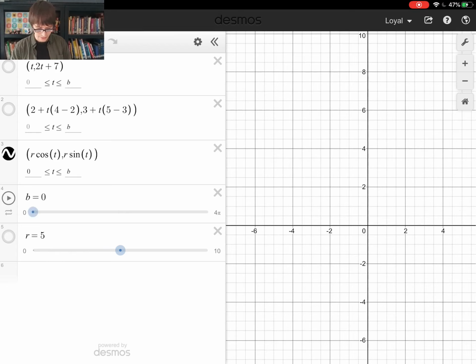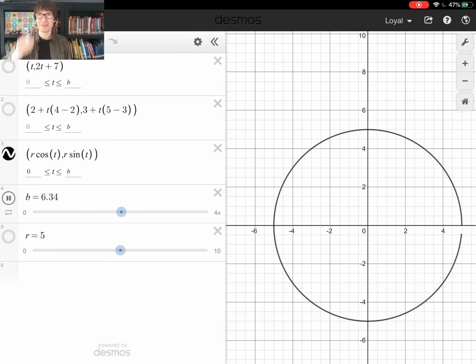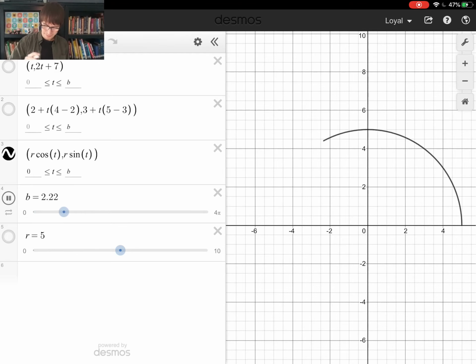I can actually let that just go on its own, and so you can watch it graph. You can watch time move forward, and it graphs a certain amount at a certain time. Another thing I want you to notice is that after we've crossed 2 pi, the slider is still moving. It's still graphing even more, but it's graphing over top of itself.